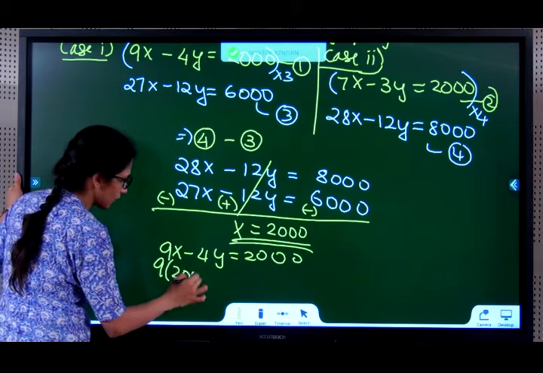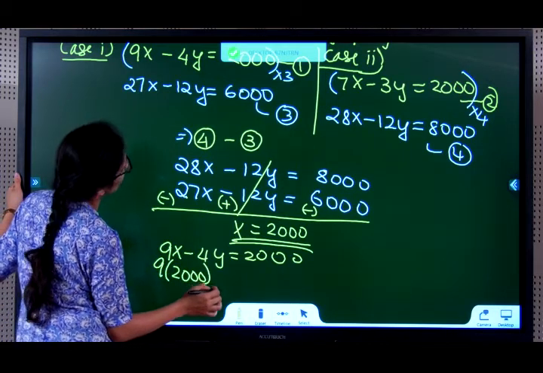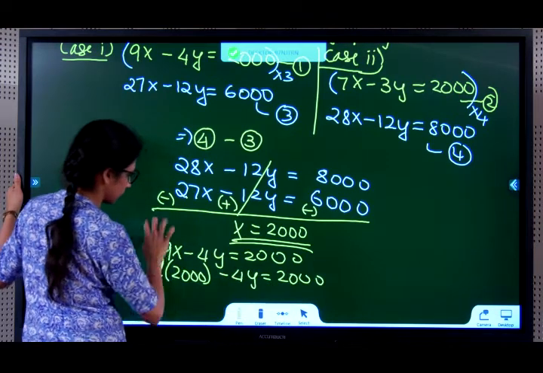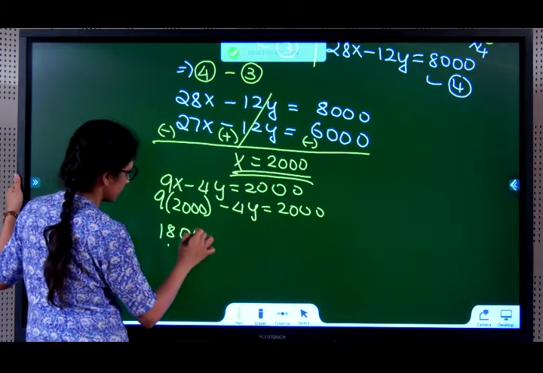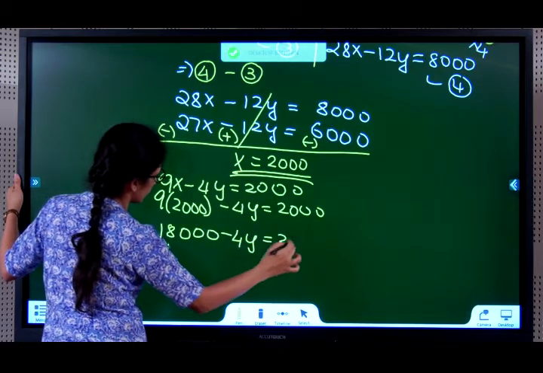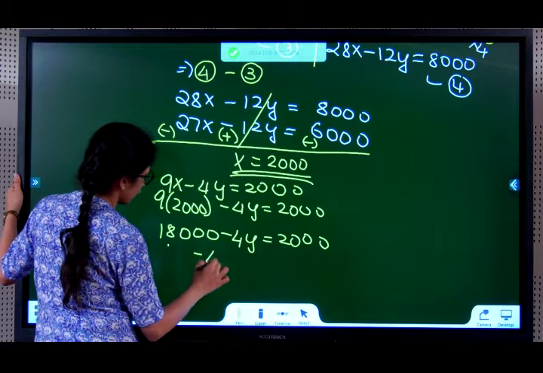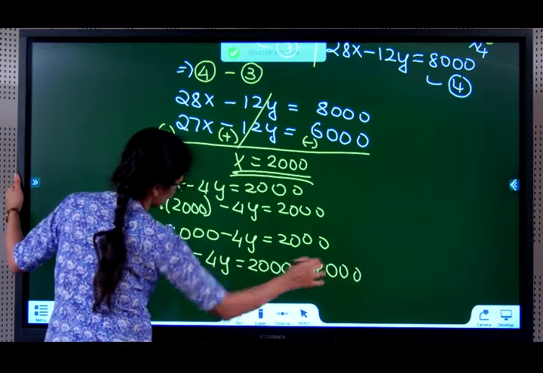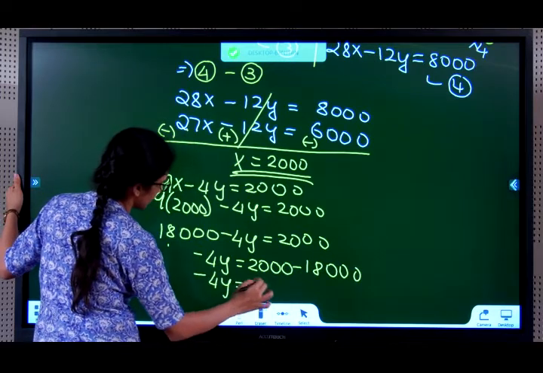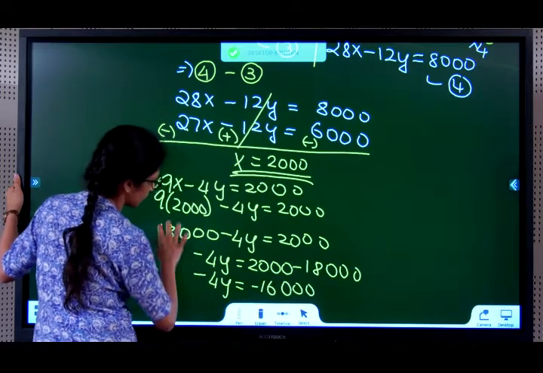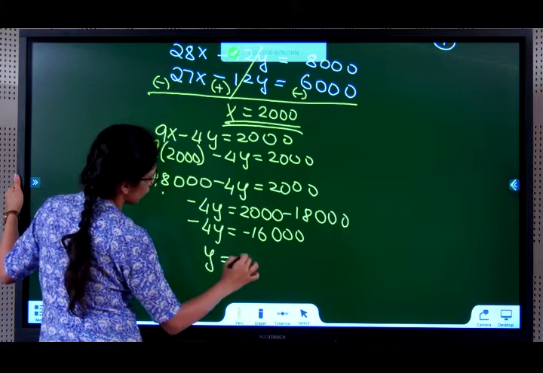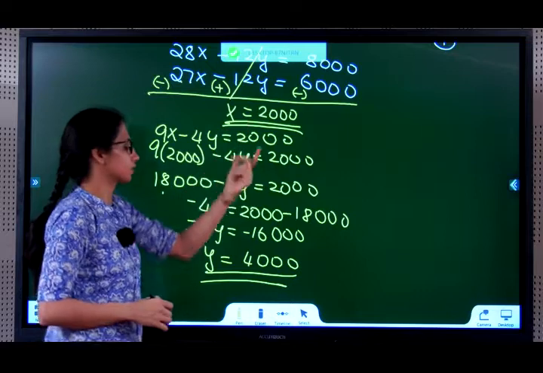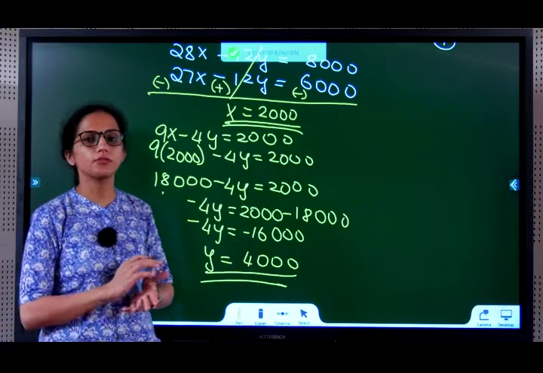9 into 2,000 minus 4y is equal to 2,000. 18,000 minus 4y is equal to 2,000. Minus 4y is equal to 2,000 minus 18,000. Minus 4y is equal to minus 16,000. Y is equal to 4,000.